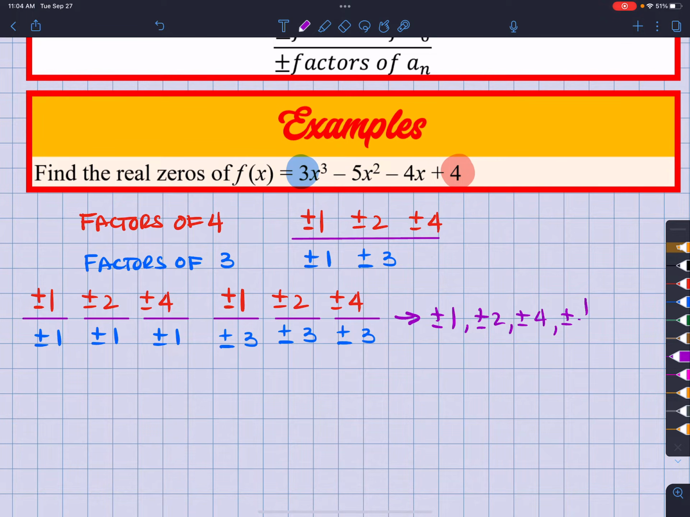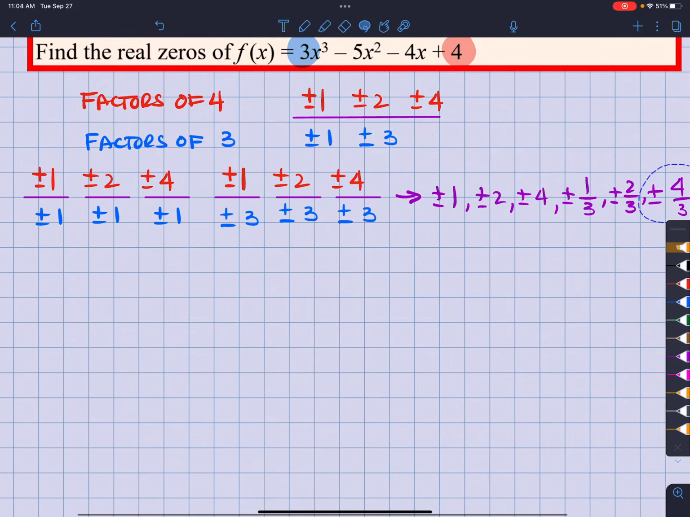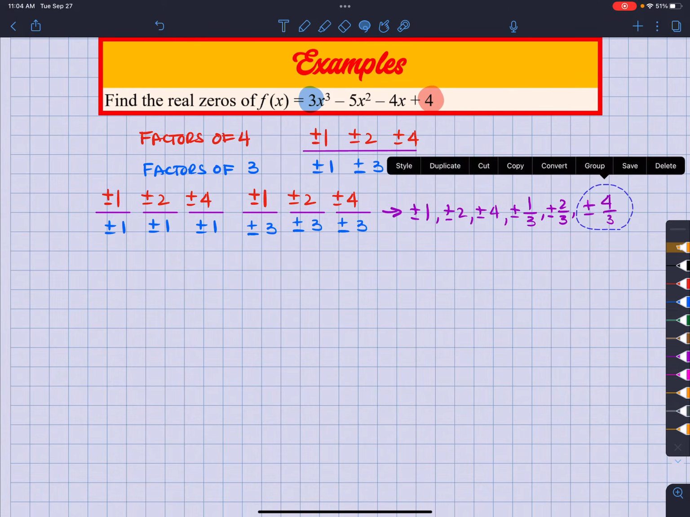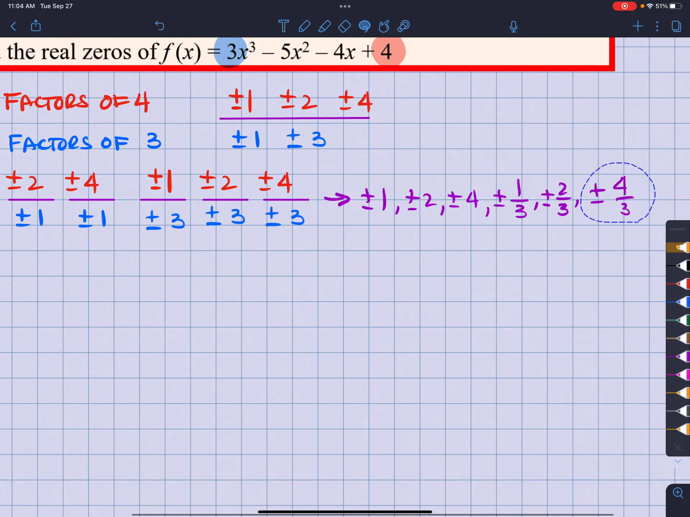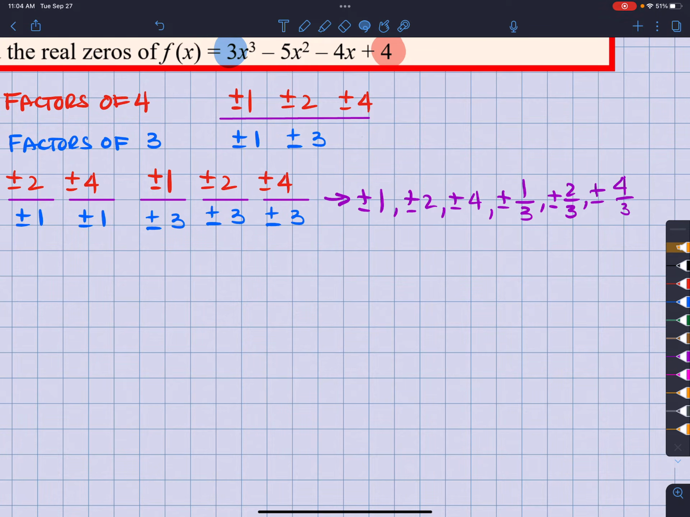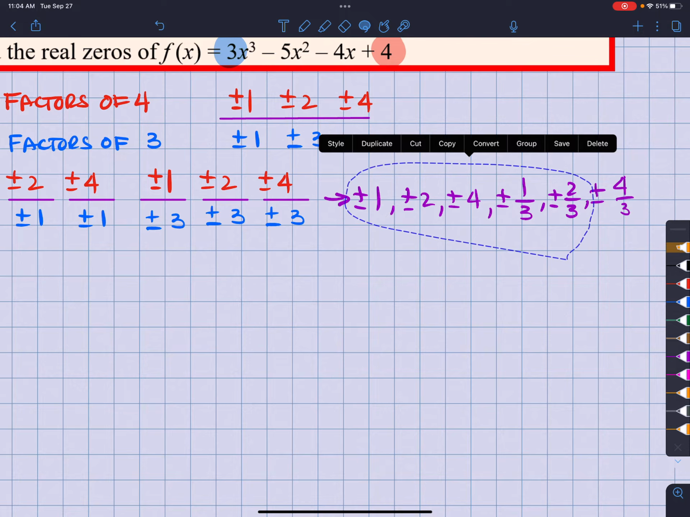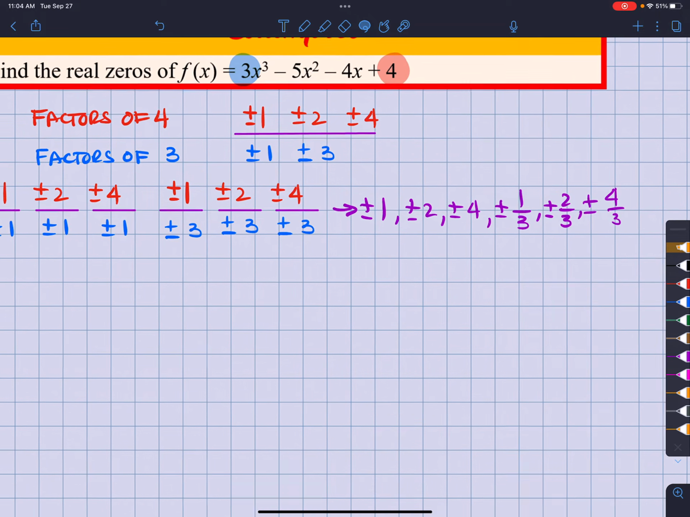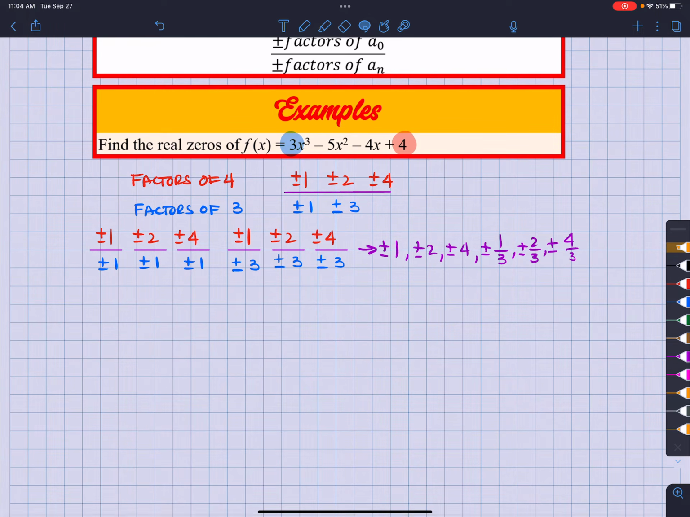Plus or minus 1/3, plus or minus 2/3, and plus or minus 4/3. So those are all the possibilities that I could have. Right? Those are all the possibilities that could happen. Now everything else looks dwarfed with that 4/3, so let's make it bigger. There we go. All right. So those are all the possible ones.